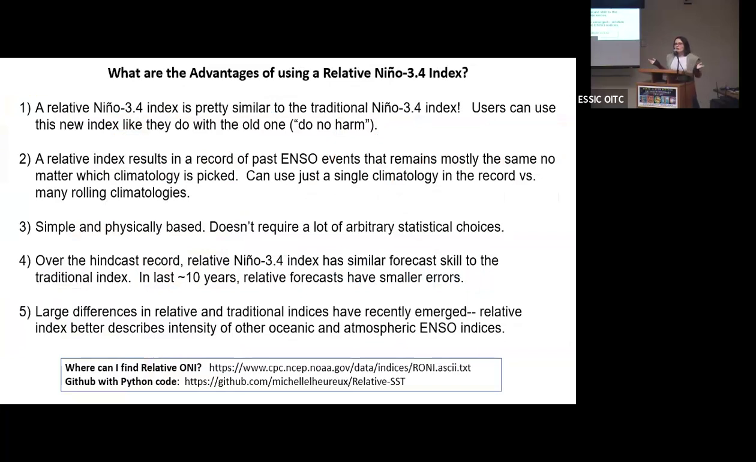All right. And that brings us to a final slide. This just kind of repeats what I've been saying and makes the argument for relative SSTs. It's not perfect. No index is perfect. But I would argue that we're seeing some fundamental issues here with the traditional, and also the traditional is just a little clunky with this 30-year moving period. So I've become a fan of this.